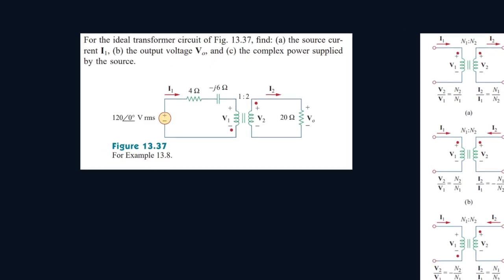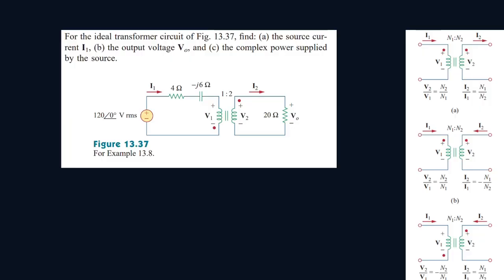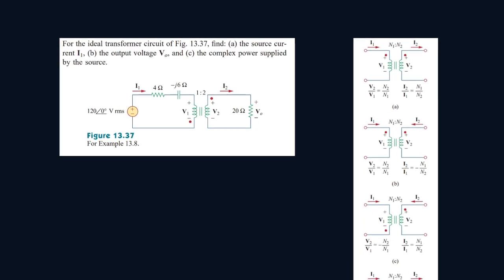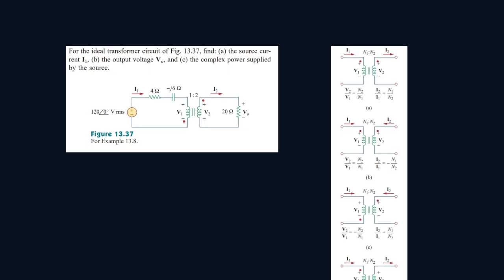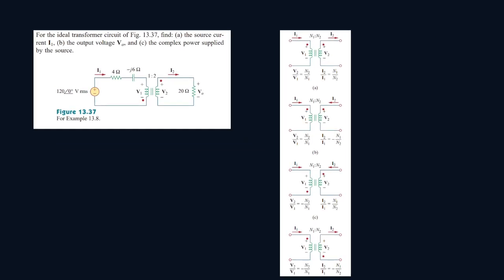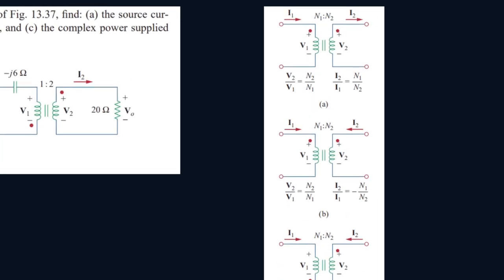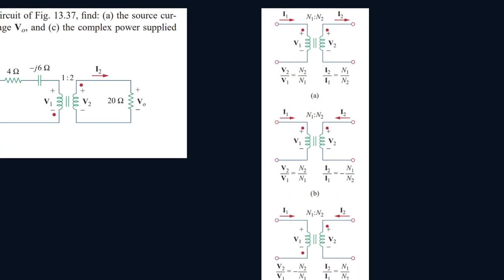Okay, so we have an ideal transformer circuit. We have to find the source current, output voltage, and complex power supplied by the source. First thing, we have this chart here to help us determine the sign of our turns ratio. Our turns ratio is V2 over V1, which is equal to I1 over I2, which is equal to N2 over N1, which is equal to N. So this N is our turns ratio.